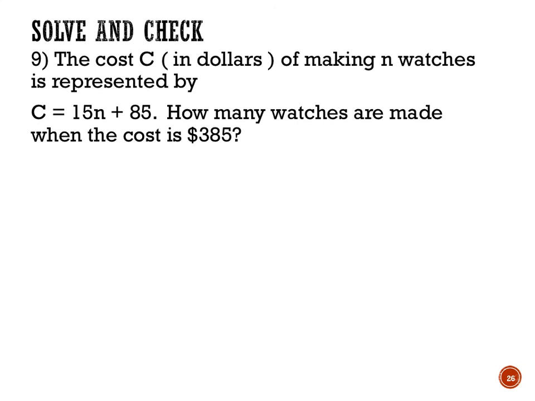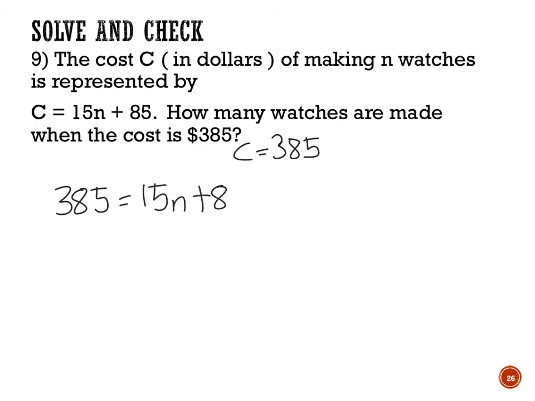Solve and check. Number 9, the cost C in dollars of making N watches is represented by C equals 15N plus 85. How many watches are made when the cost is 385? So I know my C equals 385. So I'm going to put that into my problem. 385 equals 15N plus 85.